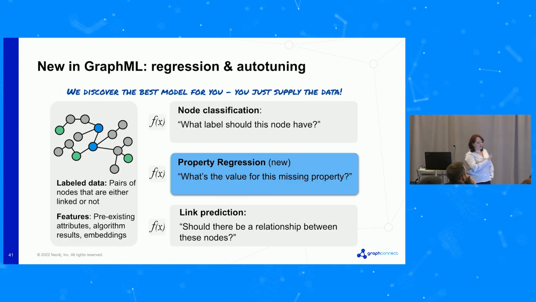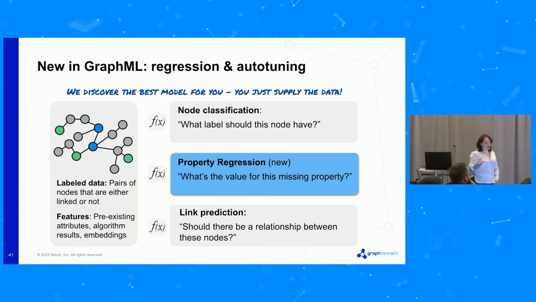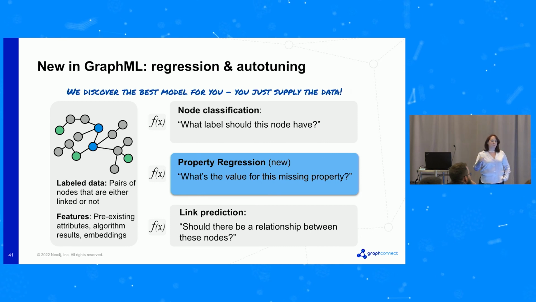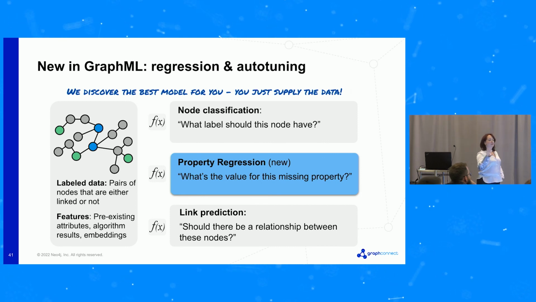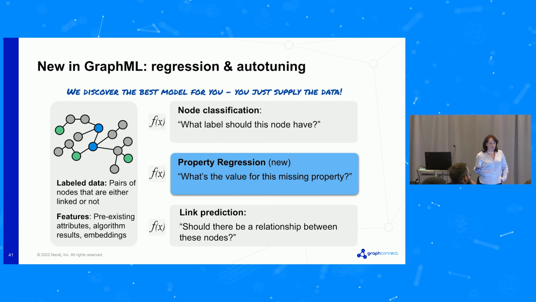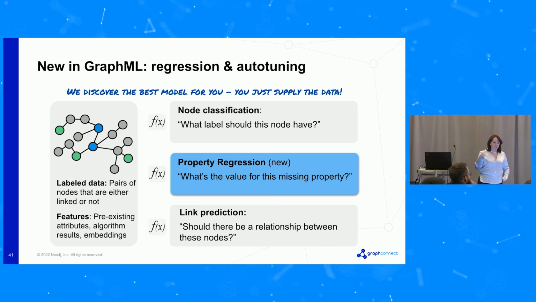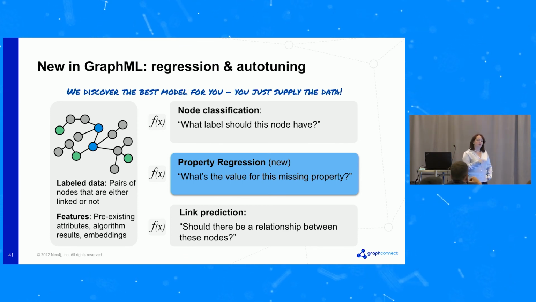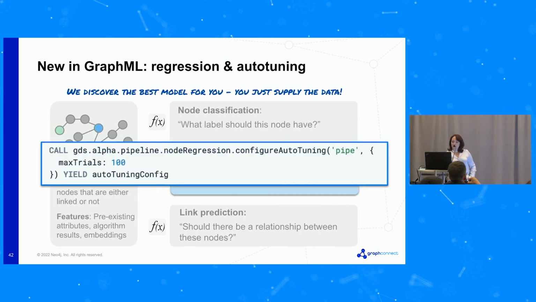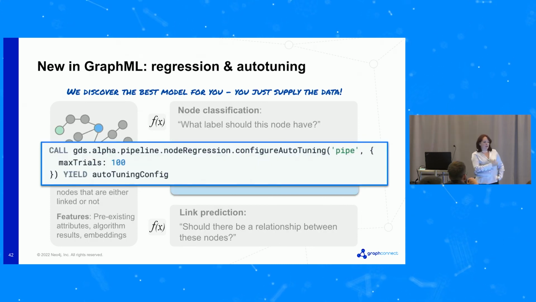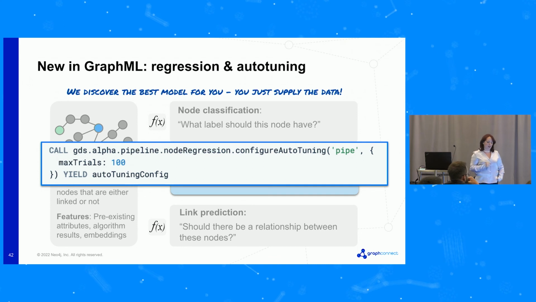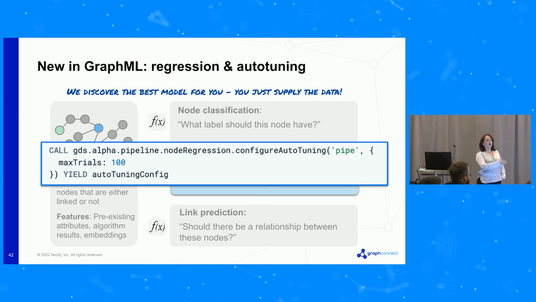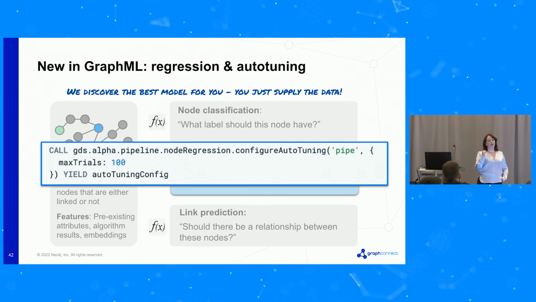And then I already kind of touched on this, but when we talk about GraphML and what our capabilities are, we added property regression, finishing that missing piece. So I can predict labels, I can predict relationships, and I can predict numerical properties. And I mentioned auto-tuning, and this is what it looks like. It's just a step in your pipeline where you say, configure auto-tuning, here's what I want to tune, and then we find the best model for you.